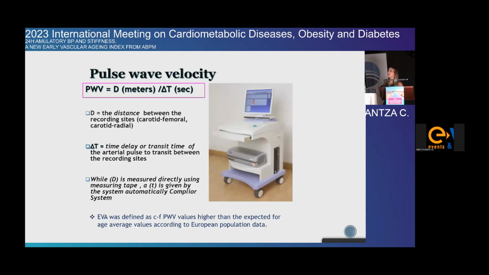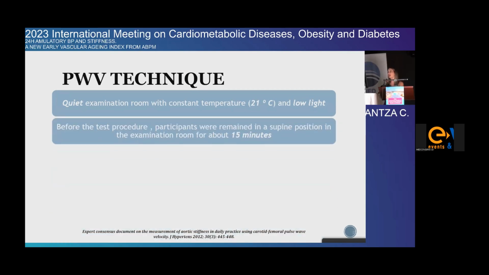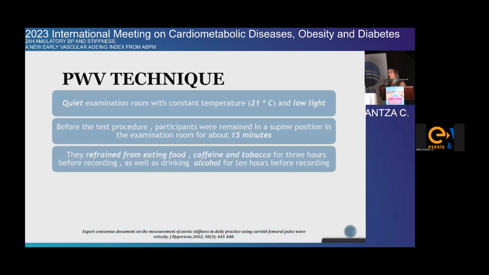Now, why have they said that pulse wave velocity is not very practical? Is it correct or not? Of course, it is. And this is because, first of all, we need this machine. It is expensive. And furthermore, we need a very experienced clinician to use this machine. The technique is also very difficult. We should have a quiet examination room, constant temperature, and low light. And furthermore, the patient has to refrain from eating food, caffeine, and tobacco for 3 hours before recording, as well as drinking alcohol for 10 hours before recording.